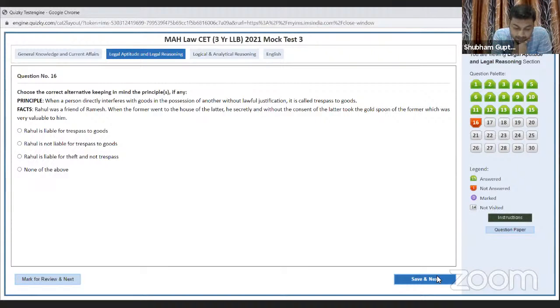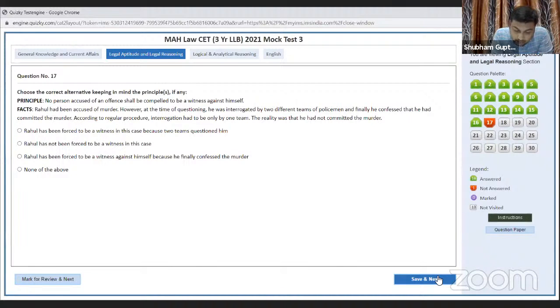So let's read. Rahul was a friend of Ramesh. When the former went to the house of the latter, he secretly and without the consent of the latter took the gold spoon of the latter, which was very valuable. So he has taken a very valuable possession. So I would say he has done a trespass. So Rahul is liable for a trespass.